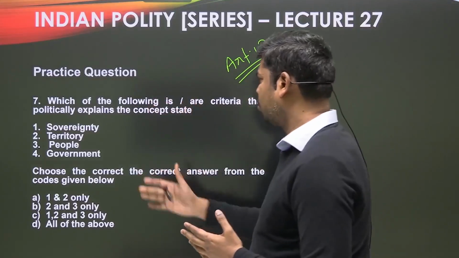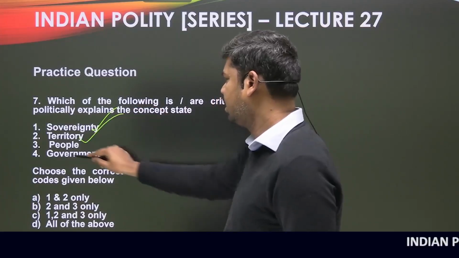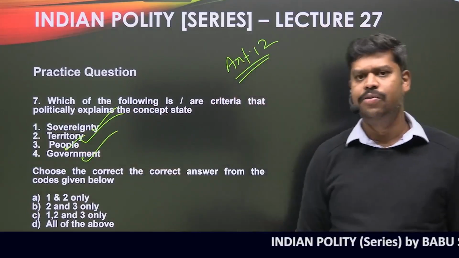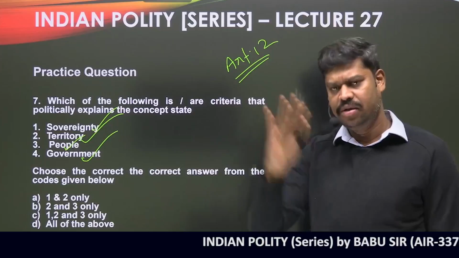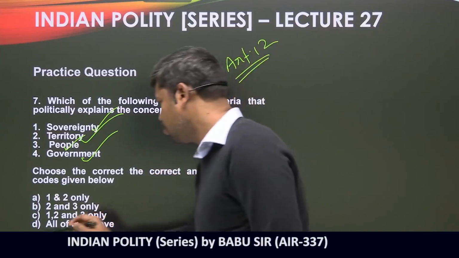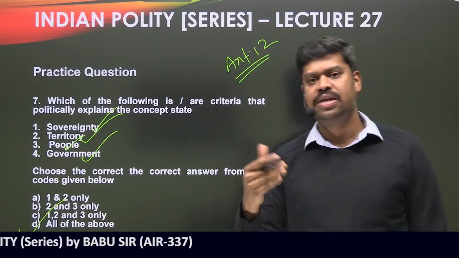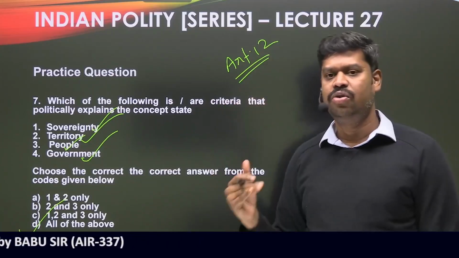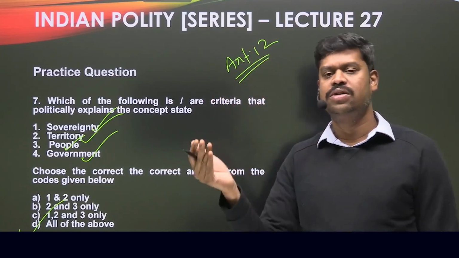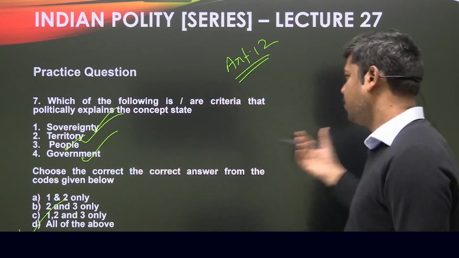So what are the things that explain the concept of state? Sovereignty, yes. Territory, yes. Defined people, yes. It should have its own government, not necessarily a democratic form of government, any form of government, but they should have sovereign power. So choose the correct answer from the codes given below. The right answer in this case would be option D. However, if a question comes, what is the definition of state under Article 12 of the Indian Constitution, then you should refer to what is given in Article 12. But if they generally ask you what is the definition of state politically, this is what you should understand.